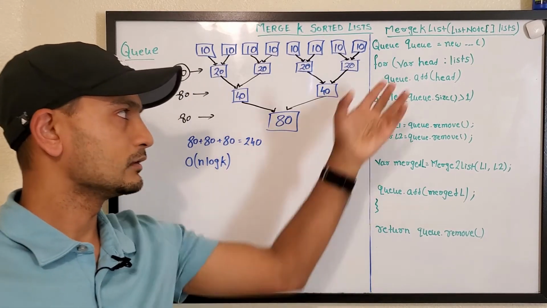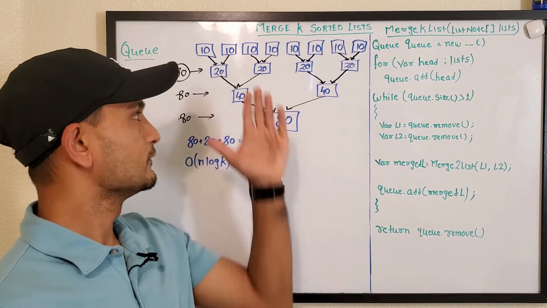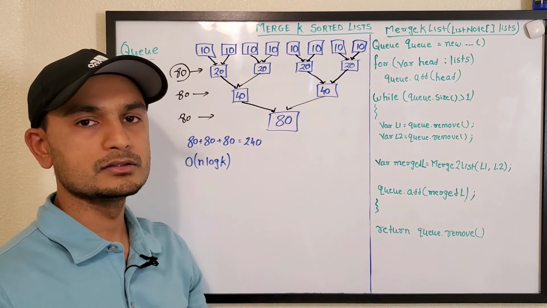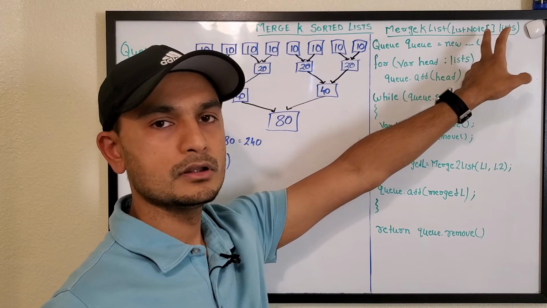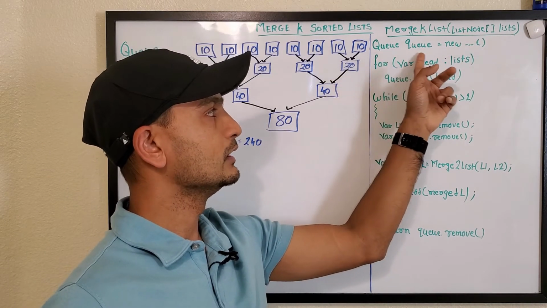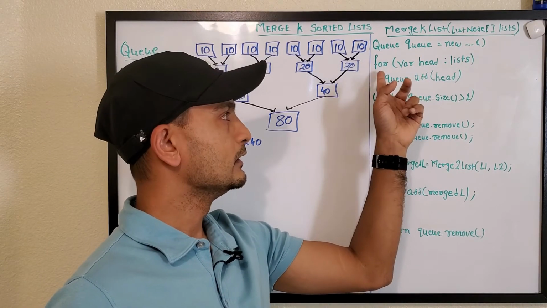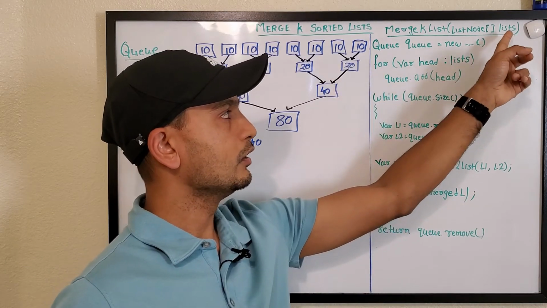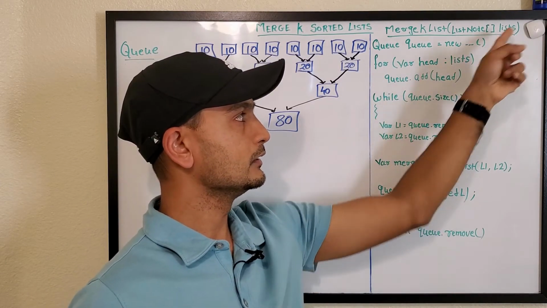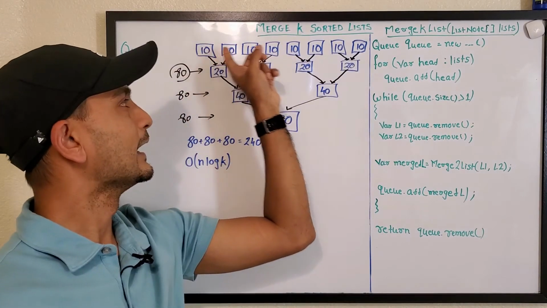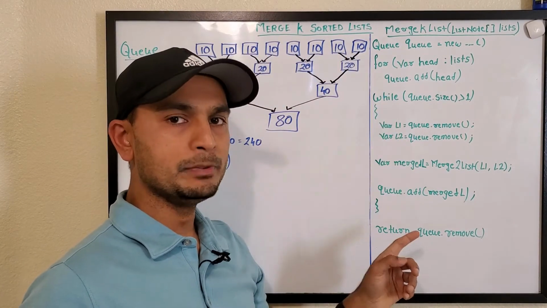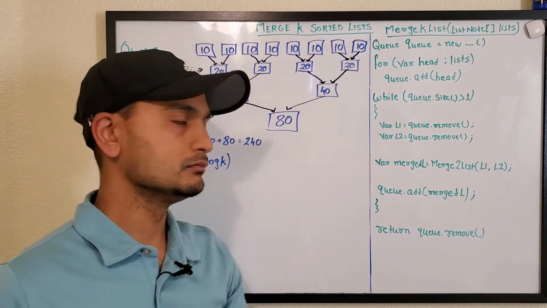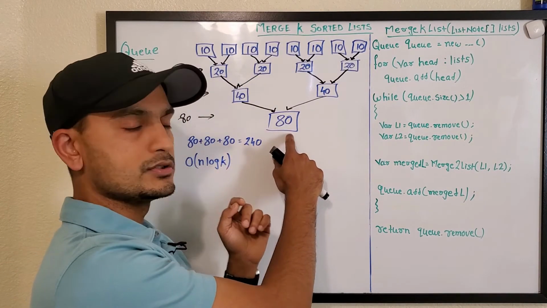So let's look at the code again. If you guys understood this, the code should be simple enough. So we're getting a list array, and what we are doing is we are initializing a queue, and then at the start we are adding all the heads of these lists into the queue. So heads of all the 8 lists are in the queue, and then we are looping until the queue size is 1. So until all the elements are merged, we keep looping.